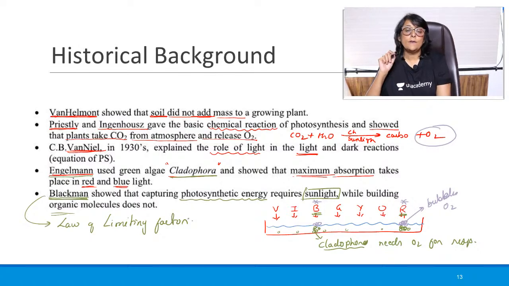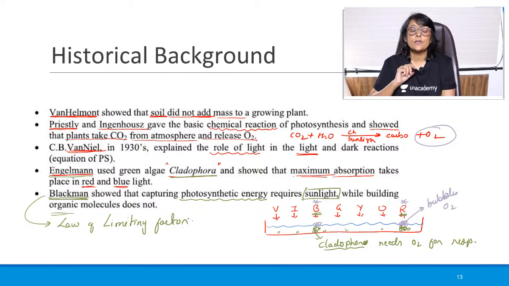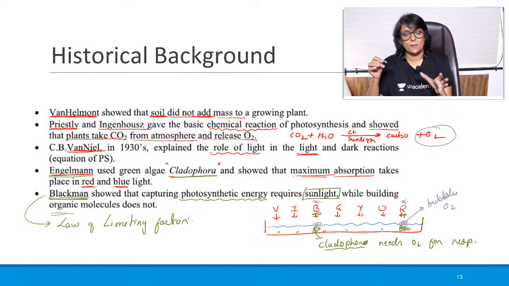What is the law of limiting factor? The law of limiting factor says that in any process, the rate of reaction is decided by the component or the factor which is minimum. To understand this, there is a very simple example which we can take.